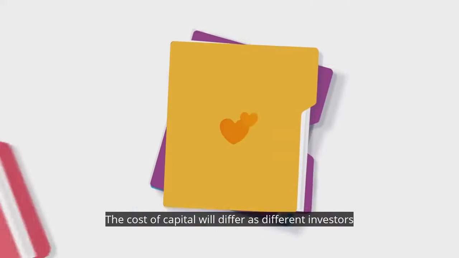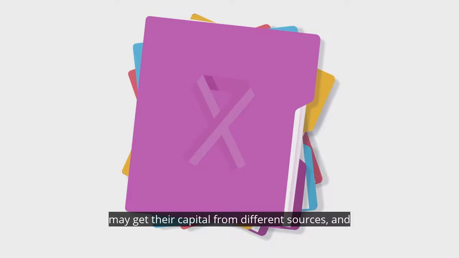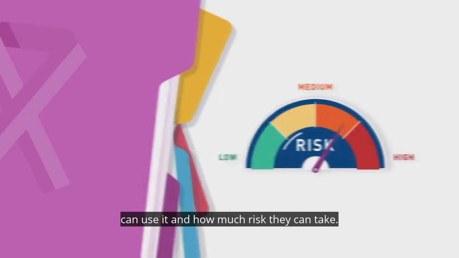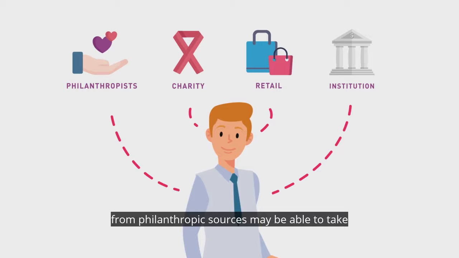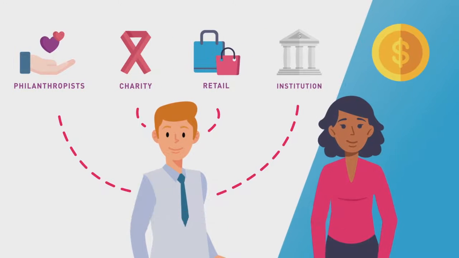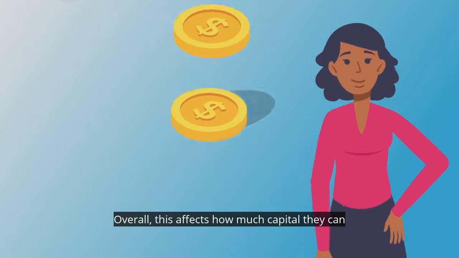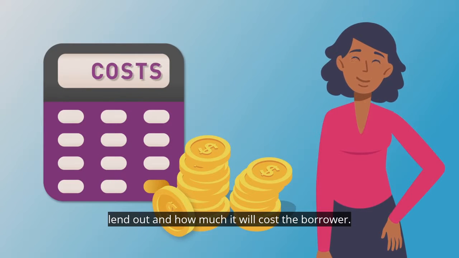The cost of capital will differ as different investors may get their capital from different sources, and there may be different requirements on how they can use it and how much risk they can take. For example, a social investor who lends money from philanthropic sources may be able to take more risk with their lending than a social bank, who is usually lending the money which has been deposited with them. Overall, this affects how much capital they can lend out, and how much it will cost the borrower.